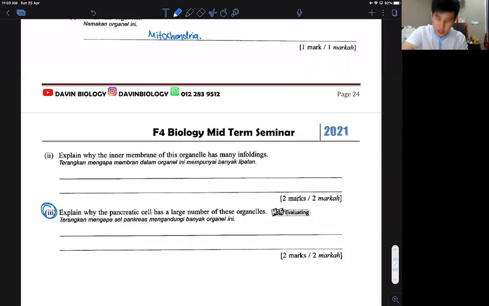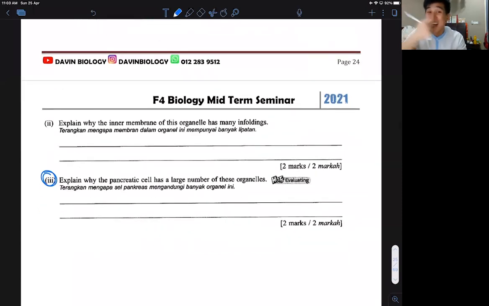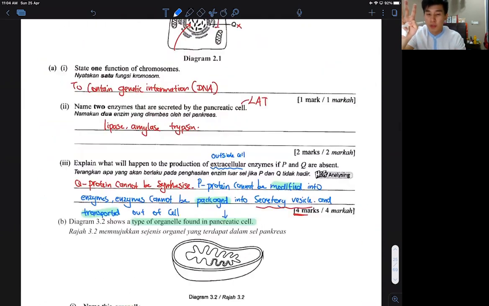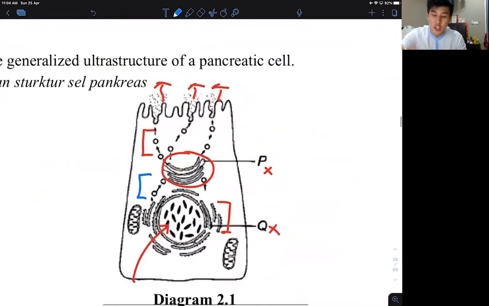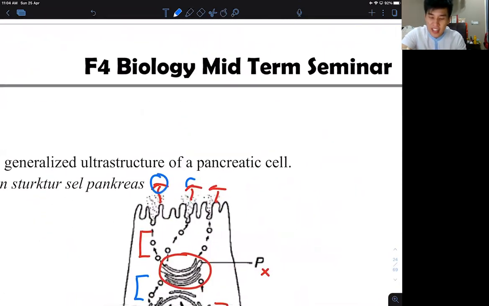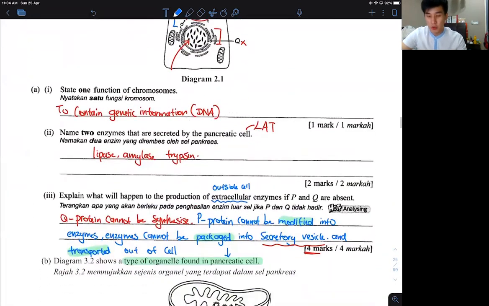We skip this one first. Why does the pancreatic cell have a large number of these organelles? Why do I need a lot of mitochondria, besides the three brothers that produce enzymes? Because I need energy to transport the enzymes out of the cell. When I transport it out, I need energy. So that's why you also need mitochondria.